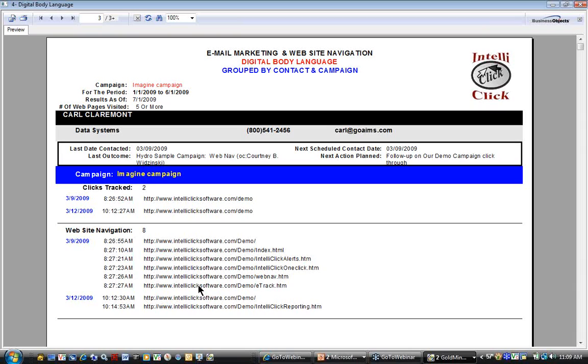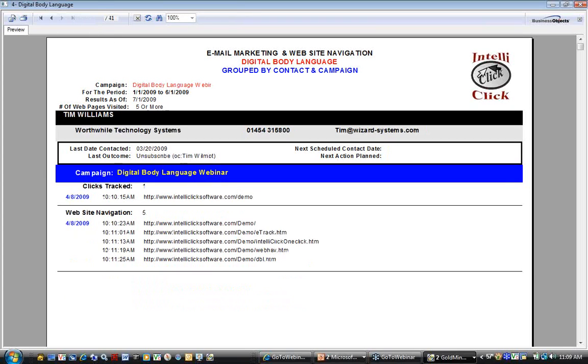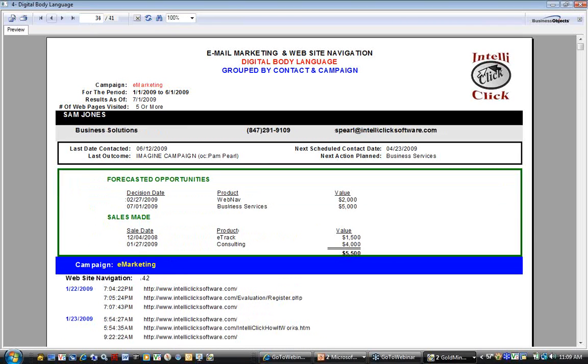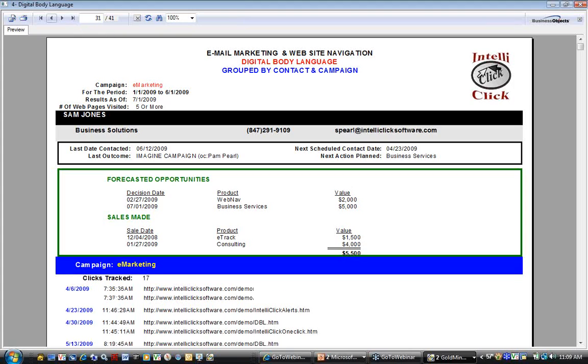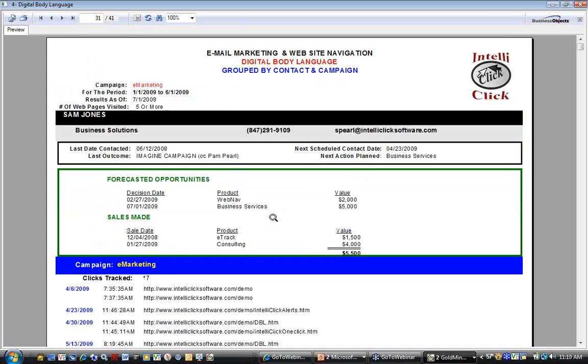So we consider digital body language to sort of be a way to monitor interests and read somebody's body language through the activity and behavior they've had in response to your campaigns, and in particular in what they're doing on your website. I'm going to just go to a page that, if you have enough information being gathered, is an example where you might have an individual where you have additional information such as forecasted opportunities or sales being made. You're really getting a complete picture of not only their interests but what kind of opportunity these individuals represent from these marketing initiatives.